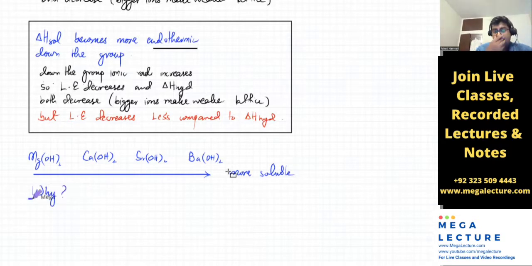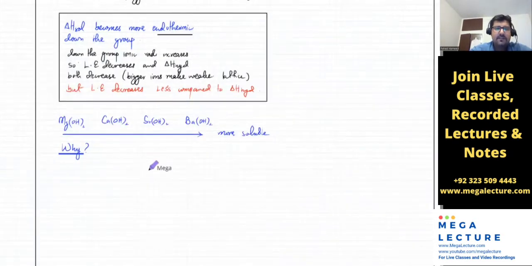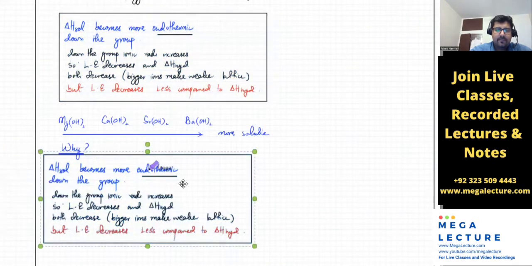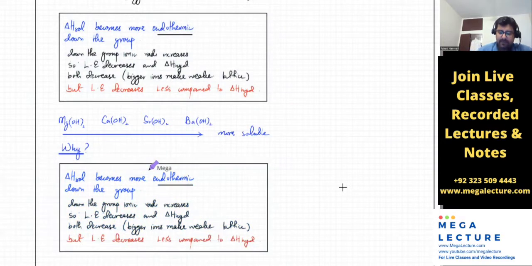If they ask you why this happens, the answer is going to be the exact opposite: they're becoming more soluble. That means enthalpy of solution is becoming more exothermic down the group. That's the first line. Everything would be exactly the same, except some words would change. So copy the whole thing, and I would have to change this to exothermic. That's it.